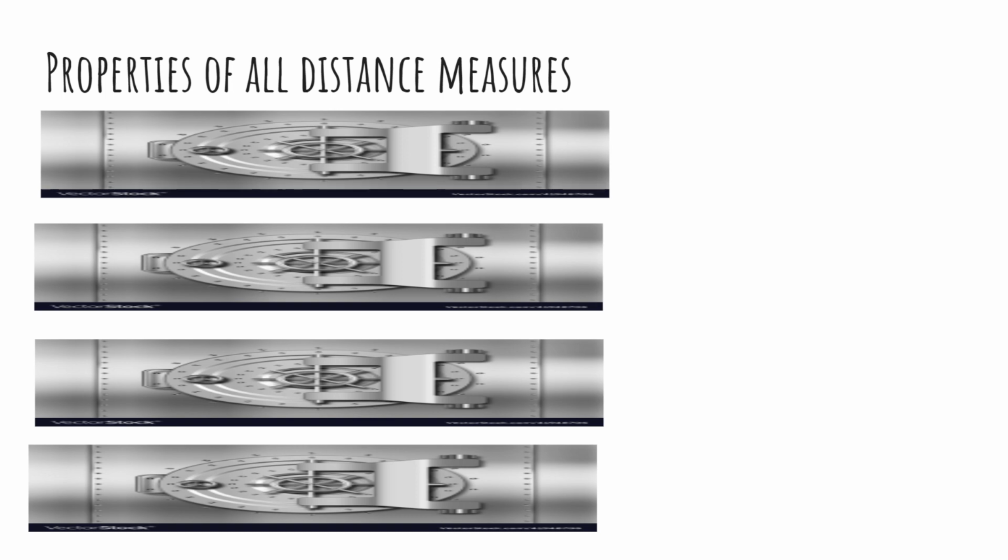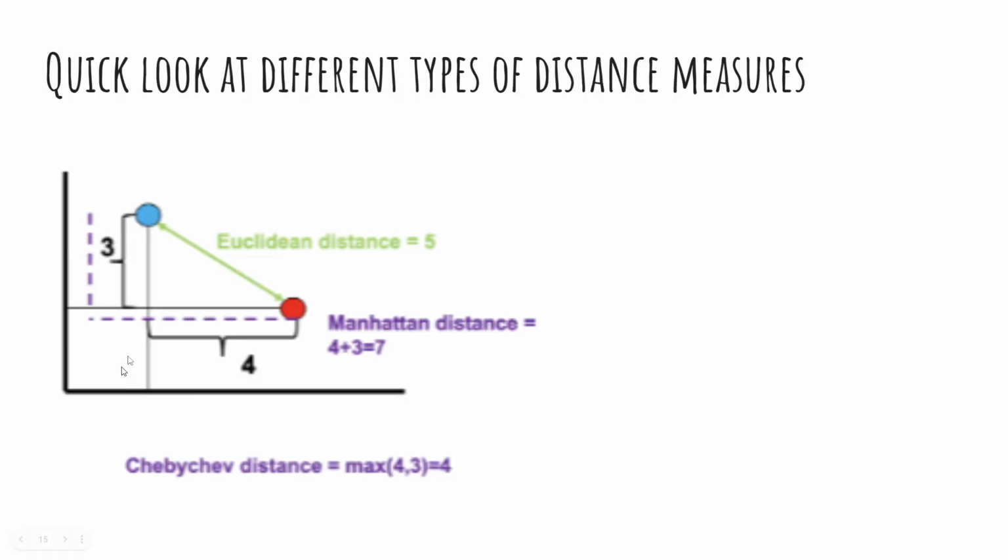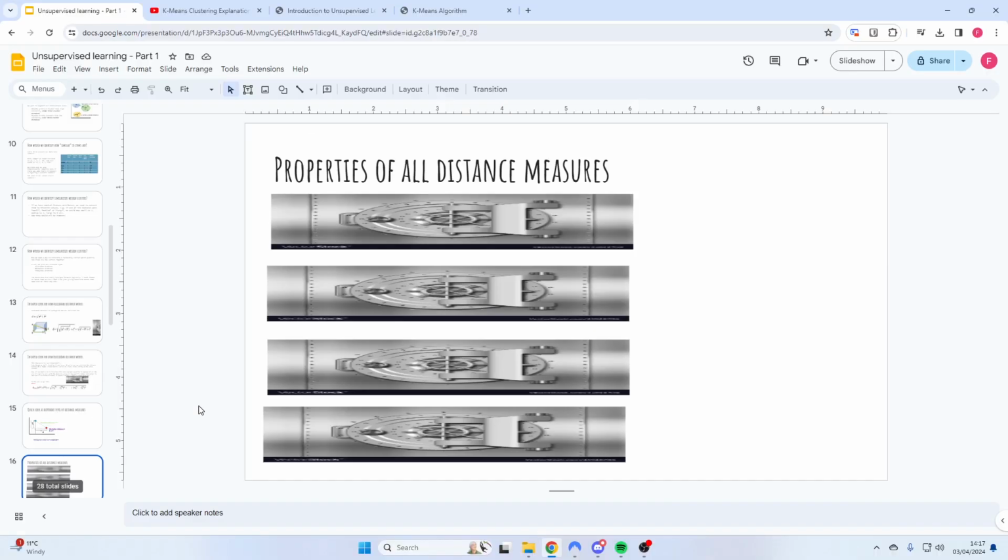Okay, so does anyone know, there's 4 distinct properties of distance measures which are true for Manhattan, Euclidean, Chebyshev, and also any other ones? Do you guys know them?